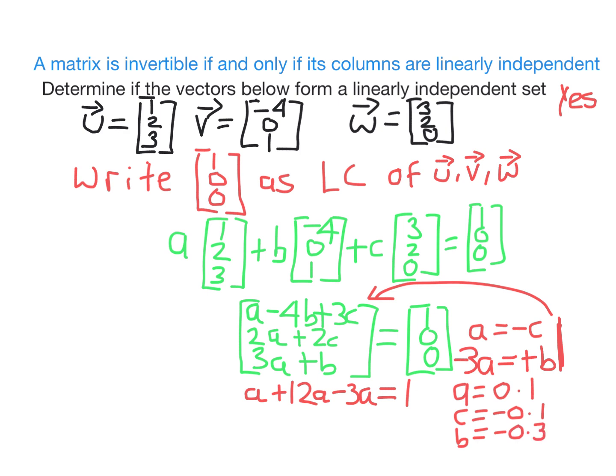So we have found values A, B, and C, and we found them uniquely, which you can always do when the three vectors are linearly independent and form a basis.